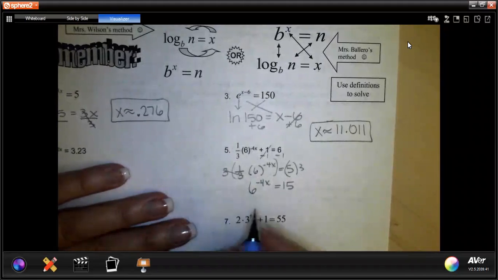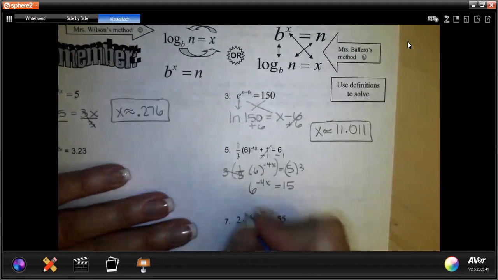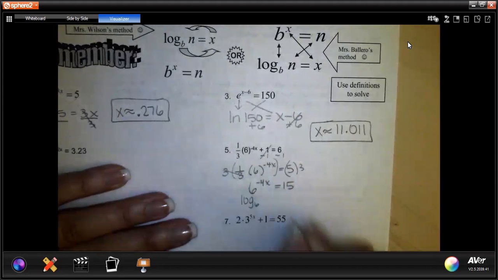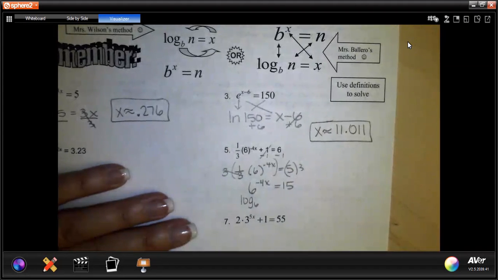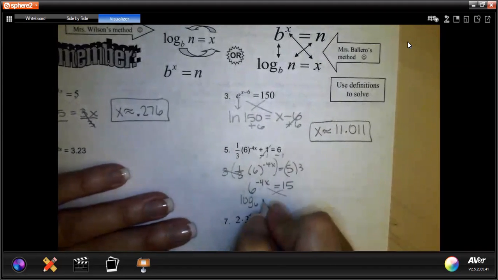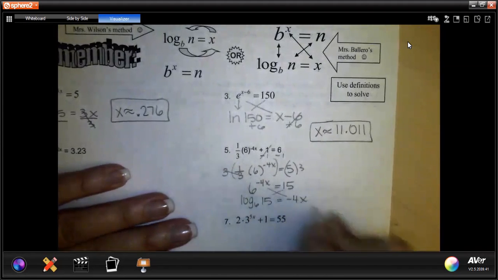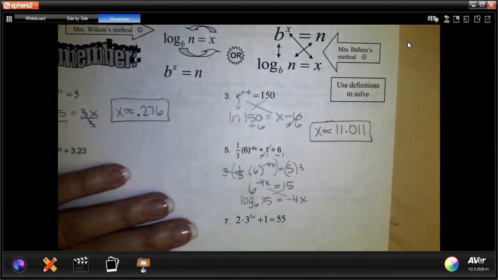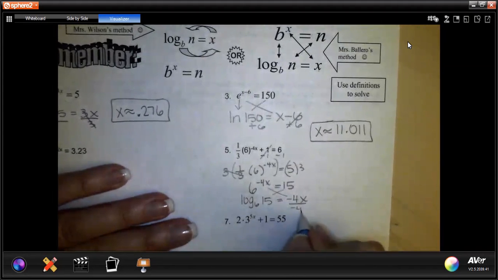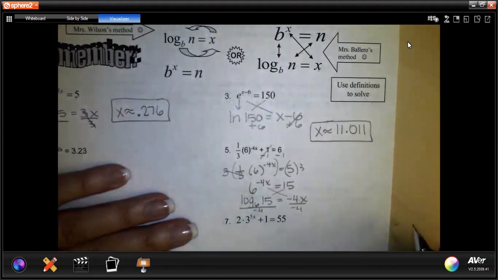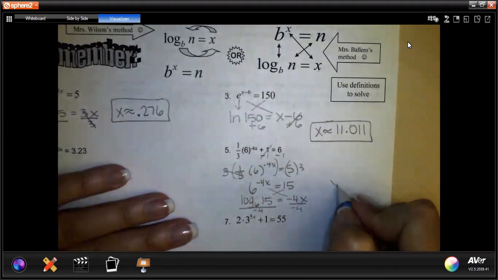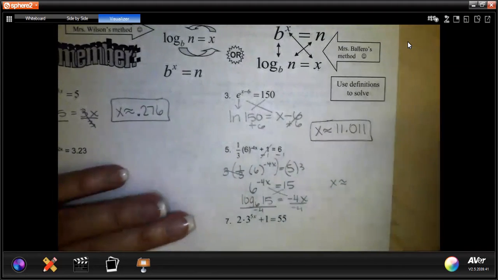So we use our definition. The base on the exponential is the base on the log. So we get a log with a base of 6. And then these two switch, so we get 15 is equal to negative 4x. My last step is to divide by negative 4. And that's something we can put in the calculator. So we'll put that part into the calculator.